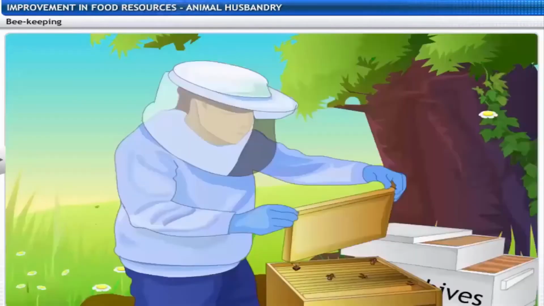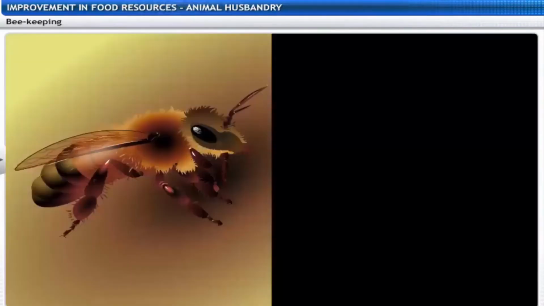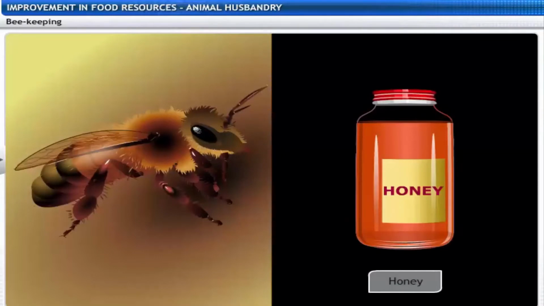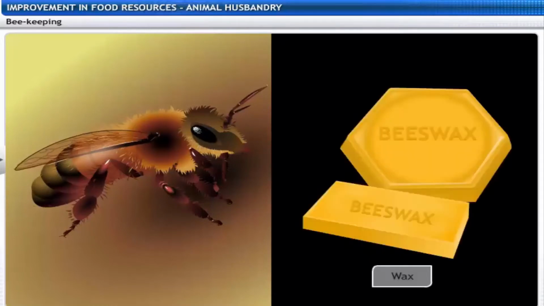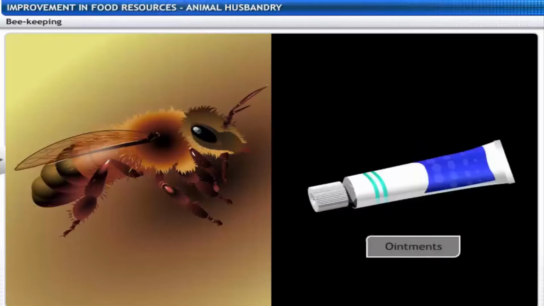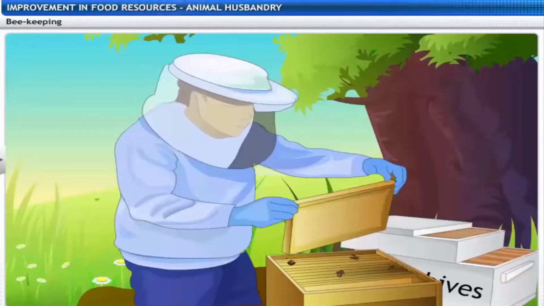For commercial honey production, bee farms or apiaries are established. Beekeeping helps us obtain honey, which is widely used in food as well as in medicines. Beehives are also a source of wax, which is used in various medicinal preparations, such as ointments, because of its antiseptic properties. Since beekeeping needs low investment, it has become a popular agricultural enterprise.